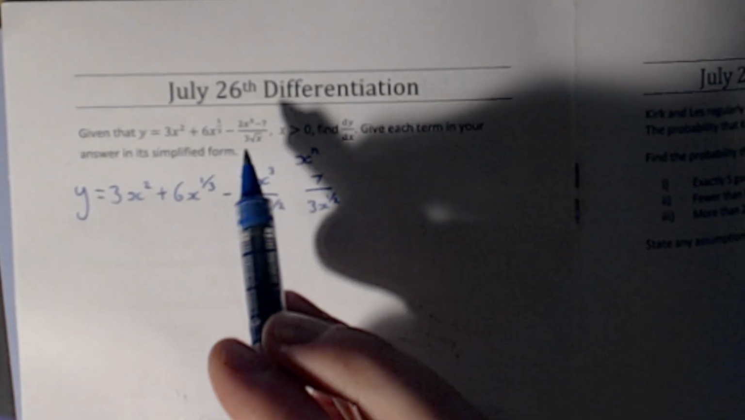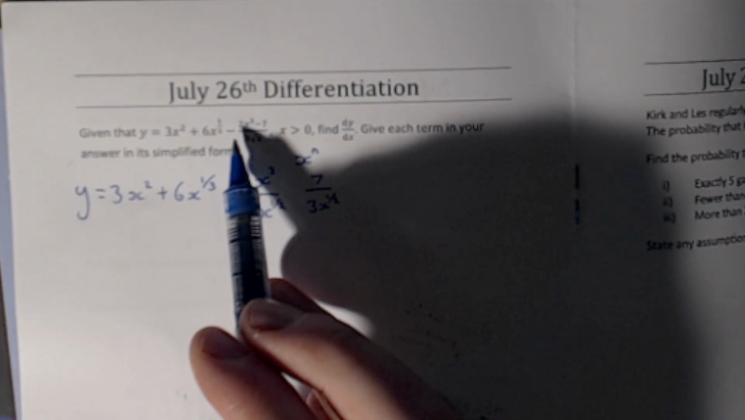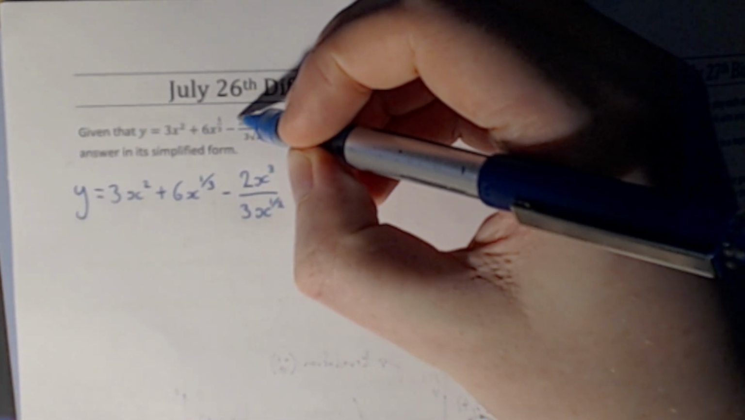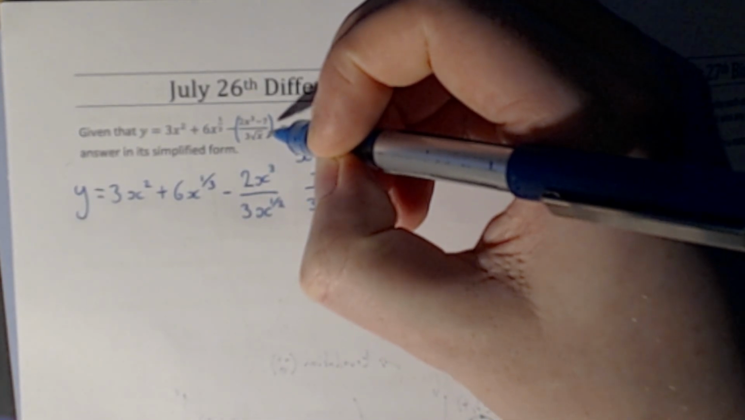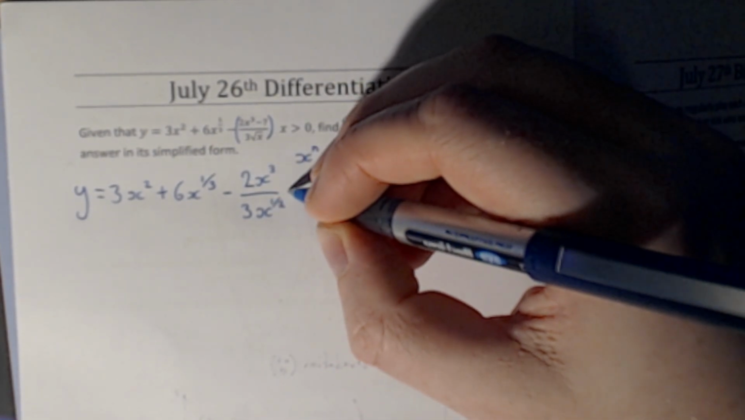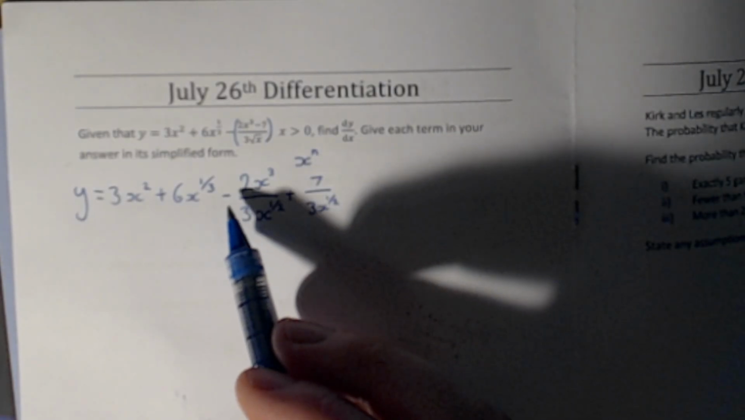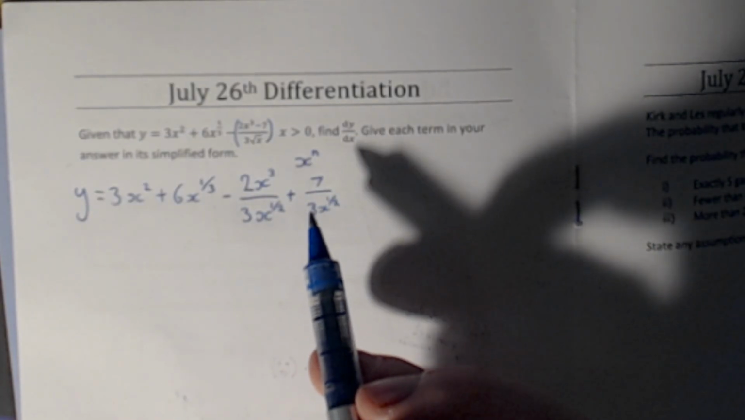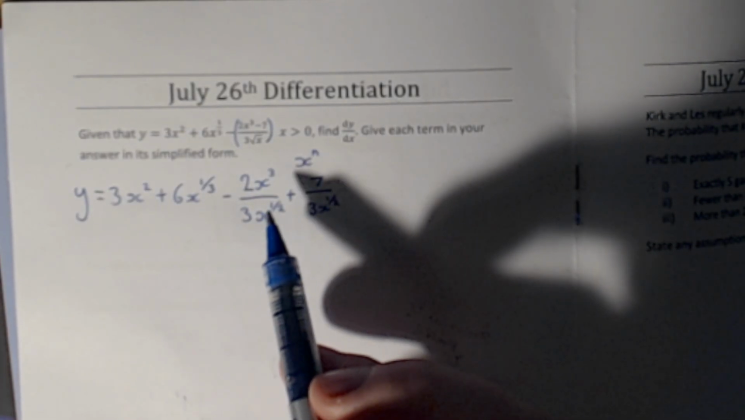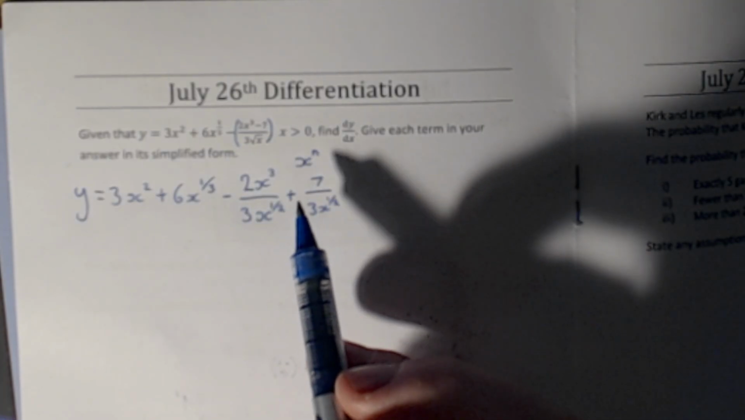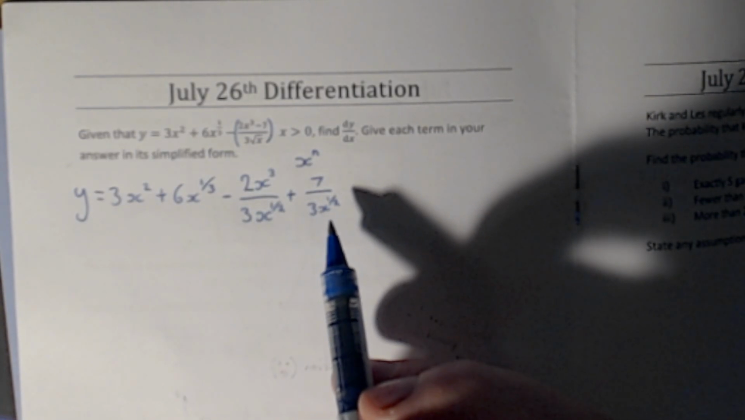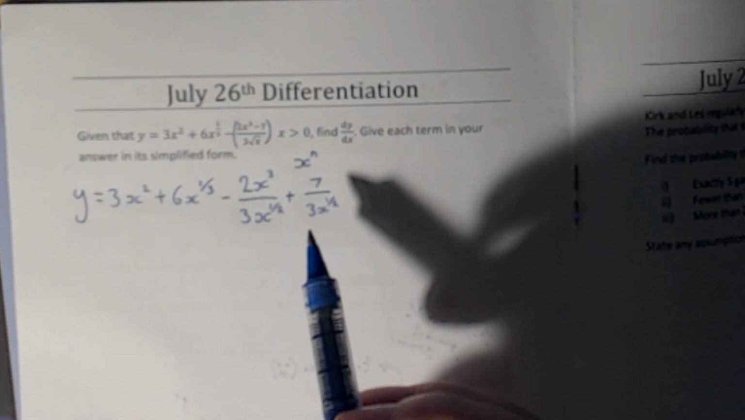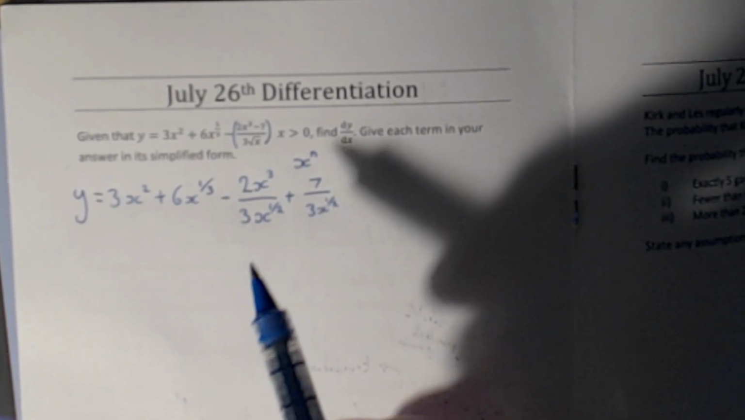Now the important thing to notice here is that there's a minus outside of the fraction and then one inside. So what this is saying is effectively there's a bracket around that fraction, which means that this would not be minus 2x cubed over 3x to the half minus 7 over 3x to the half. It would be 2x cubed over 3x to the half plus 7 over 3x to the half. It's really important that we don't mess up with that minus, because that does get people a lot.